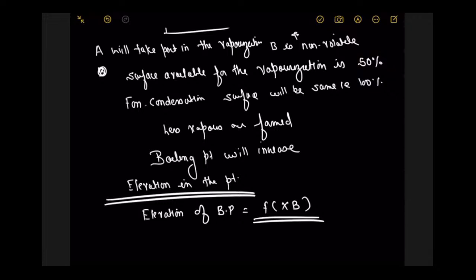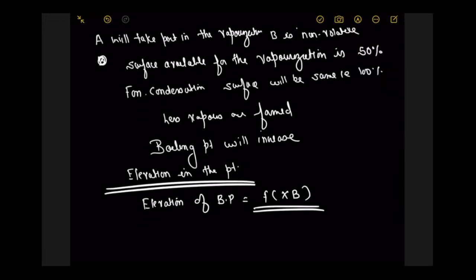So this is the reason for elevation of a boiling point, because solid is not taking part in the vaporization. It is only taking part in the condensation. So for vaporization, solid surface is decreased, so vaporization surface is decreased, and condensation surface is the same 100%. So less vapors will be formed, and we have seen that the component which has less vapors has a more boiling point. Got it?